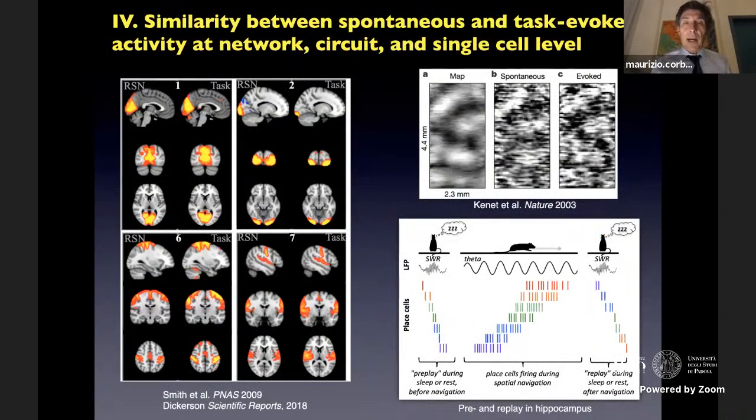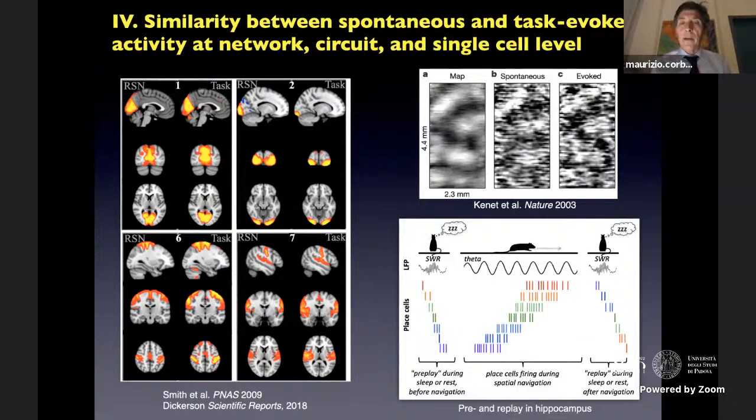All right, the final thing that I like to point out, why this is important, is the fact that, again, at the level of networks, at the mesoscopic level of circuitry, and even at the level of single neurons, there is good evidence now that spontaneous activity and task-evoked activity are very similar. So on the left, you see a very famous paper by Smith et al., PNAS 2009, replicated recently, Scientific Reports 2018, where they basically show that the visual network that you find at rest, you also find in a bunch of different visual tasks, and so on for the motor system, the attention system.